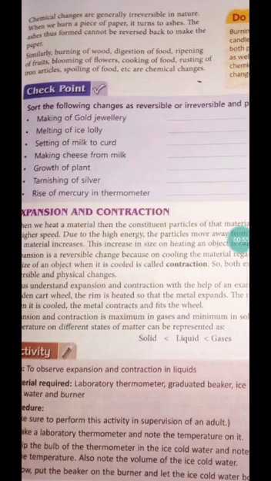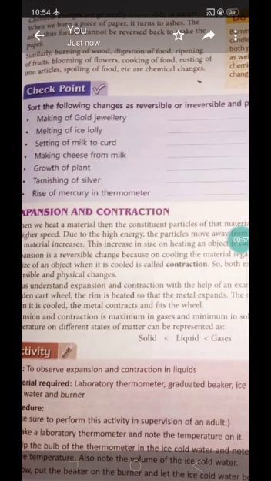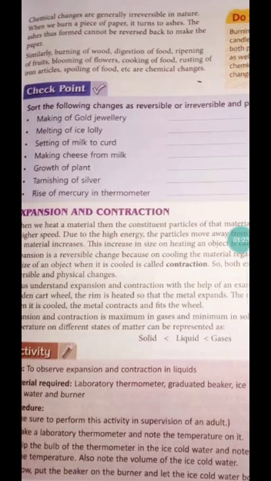Let us understand expansion and contraction with the help of an example: fixing an iron rim on the wooden wheel of a cart. We have all seen the wooden wheel of a bullock cart and horse cart having an iron rim, a thin iron tire around them. The iron rims are fitted around wooden wheels by the process of expansion on heating.